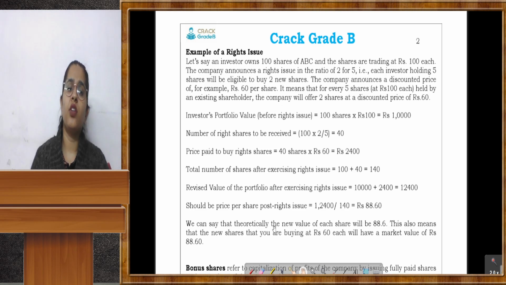So we can say that theoretically the new value of share will be 88. And this also means that the new shares that you are buying at 60 each will have a market value of 88. So they are telling us that the right shares which you have bought at rupees 60 will have a market value of 88.60. So this is how the calculation of right shares is done.